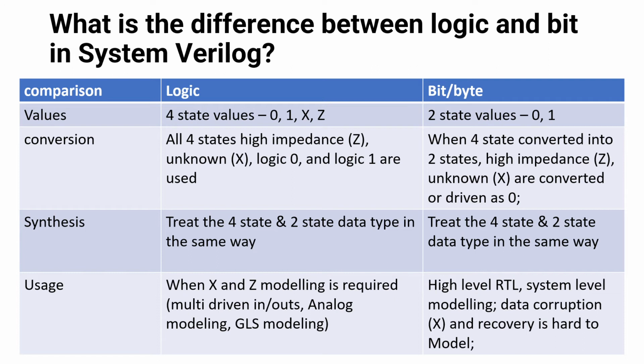Usage: logic is a 4-state variable. When we have high-level system modeling like RTL modeling, 0 and 1 is good enough. But when we have multi-port in/out ports, multiple driver modeling is required. Analog modeling and GLS modeling require x and high z to be modeled. In that case we can use logic as the data type. Bit and byte, like I mentioned, are used mainly for high-level modeling where only zeros and ones are good enough. When the data is getting corrupted, and then checking whether it is recovered or not, those modelings are not possible when we use bit and byte.